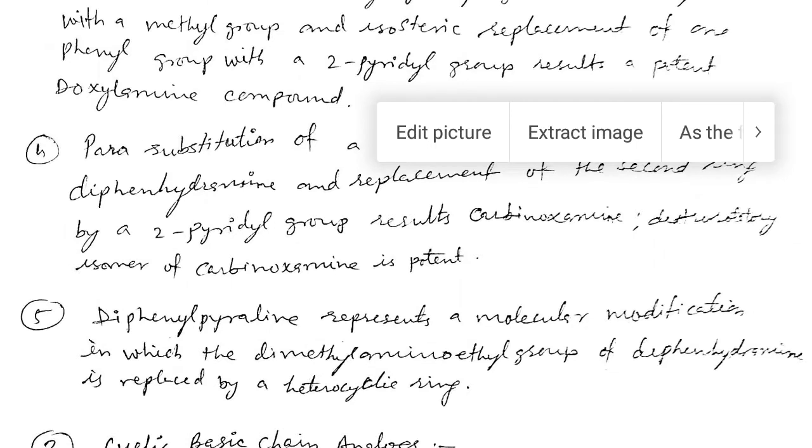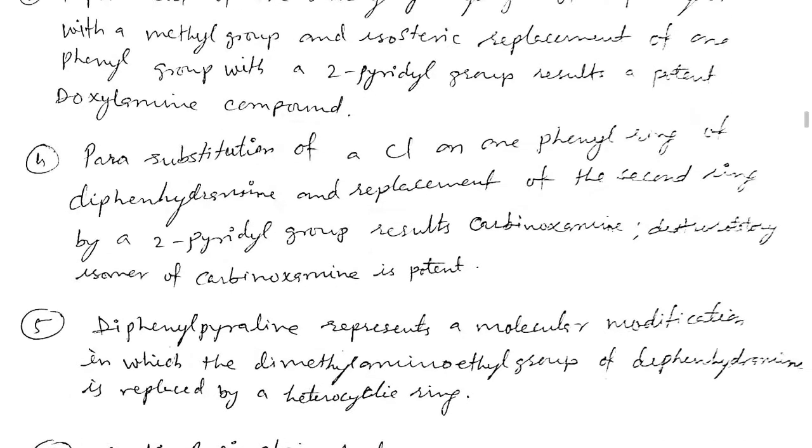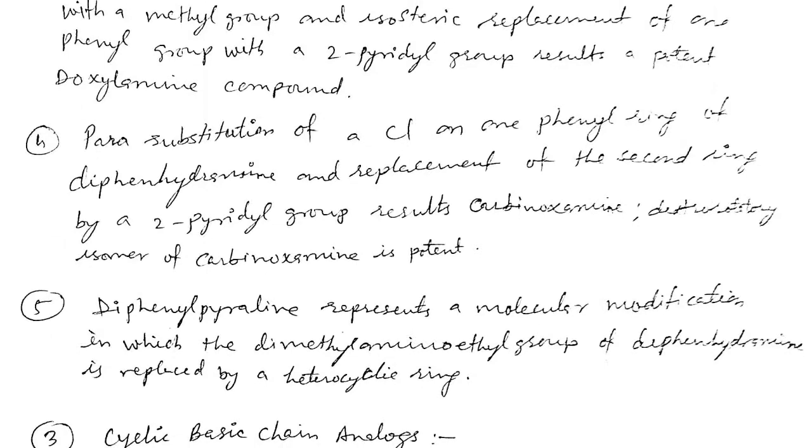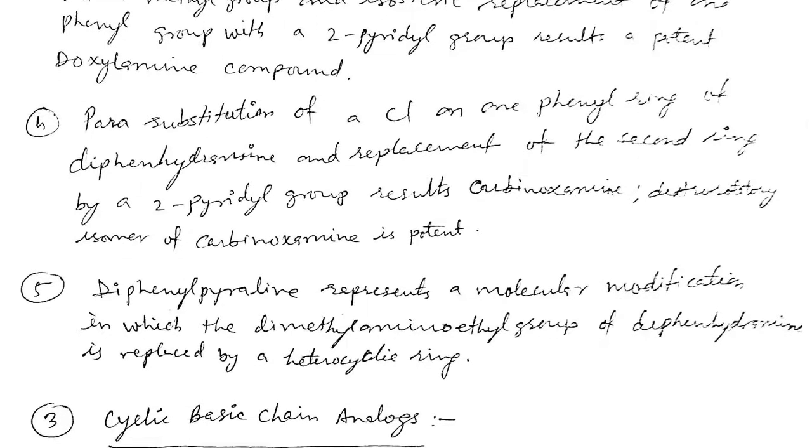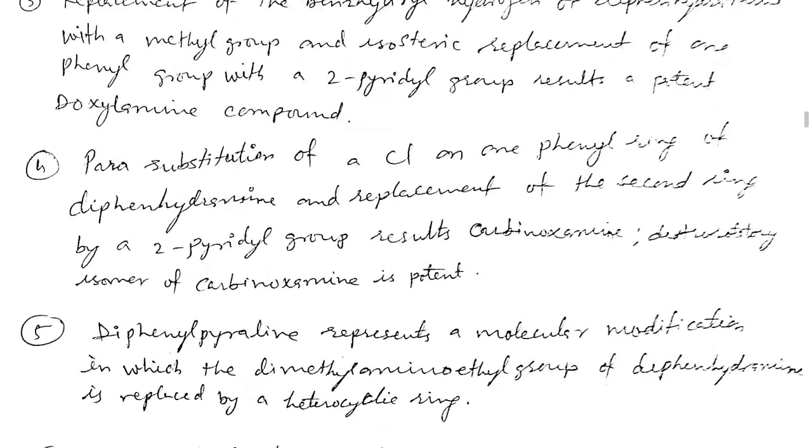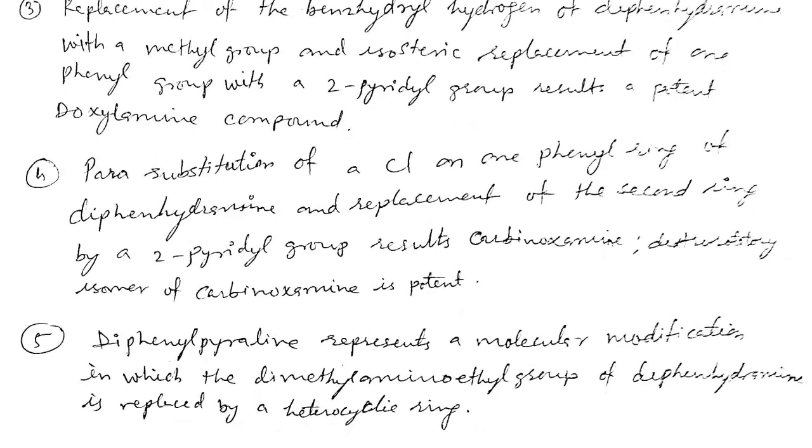We will discuss the rest of the classes of antihistaminics, like cyclic basic chain analogs, in the next class. So please read, listen carefully, learn and write down in your notebook, and try to understand the chemistry part of the antihistaminic drugs, ethylenediamine derivatives and aminoalkyl ether derivatives. I have tried to explain it to you in a very easy and elaborate way.